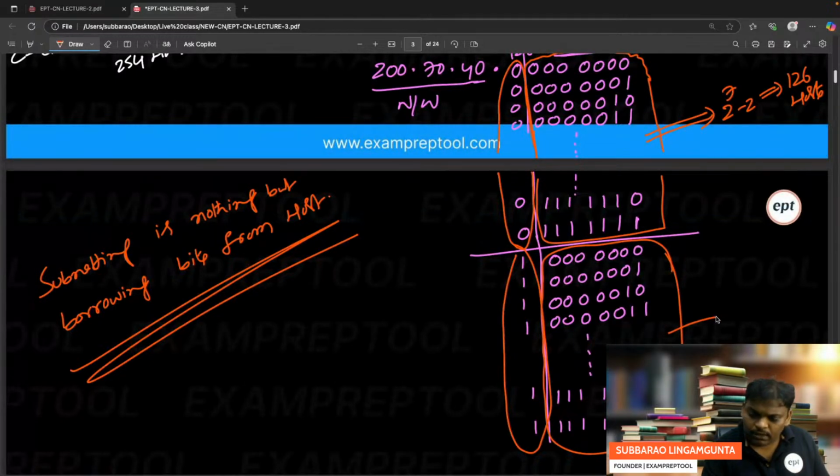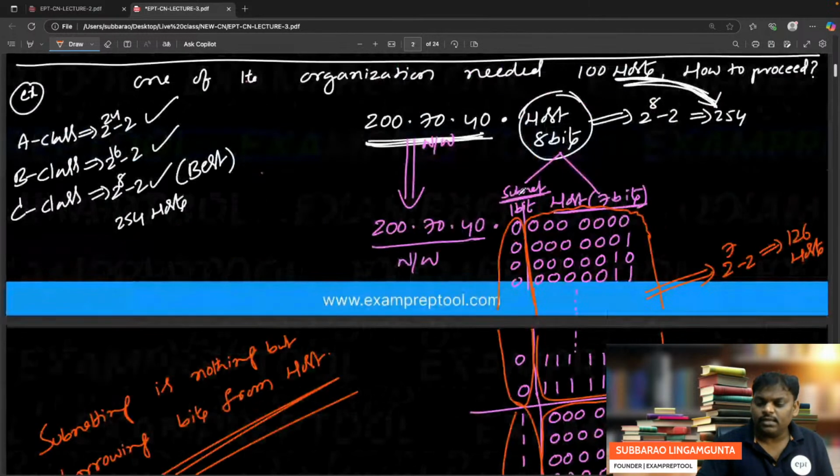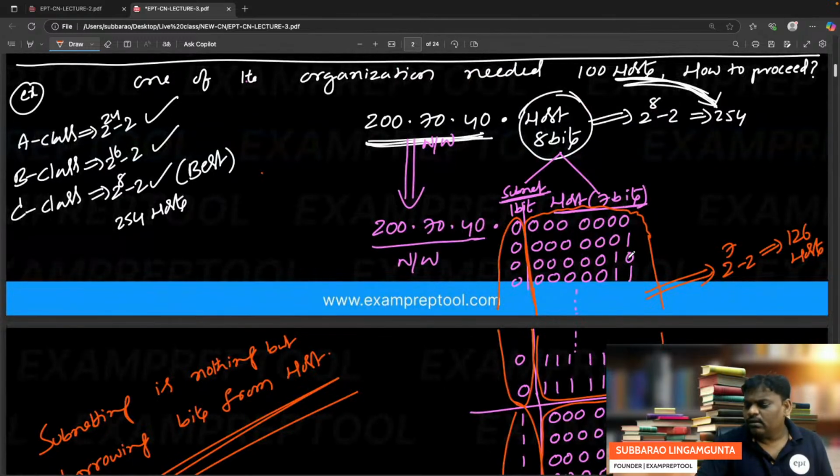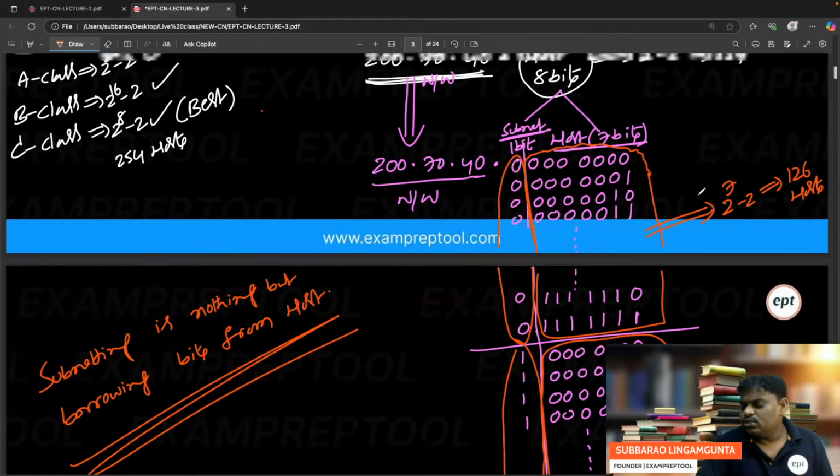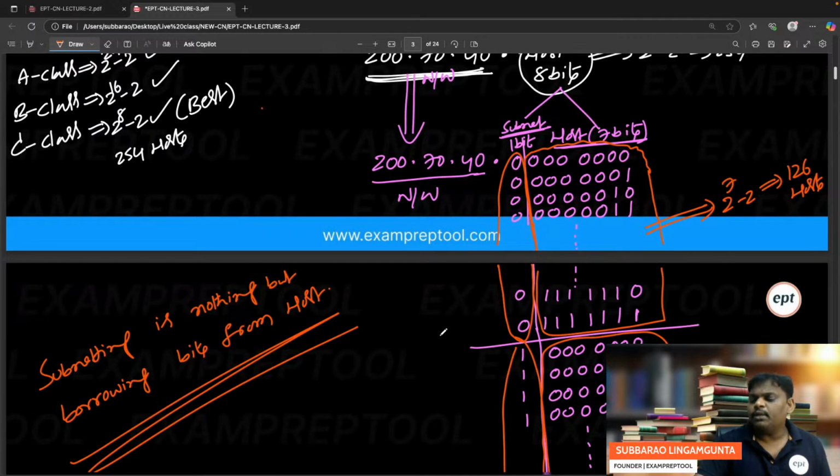2 power 7 minus 2, which is nothing but 126 hosts. Over. And some people are asking, sir, you want 100 hosts, right? You have now 2 subnets. Sir, which subnet is given? You take whatever you want. First subnet also okay, 126. Second subnet also okay, 126.